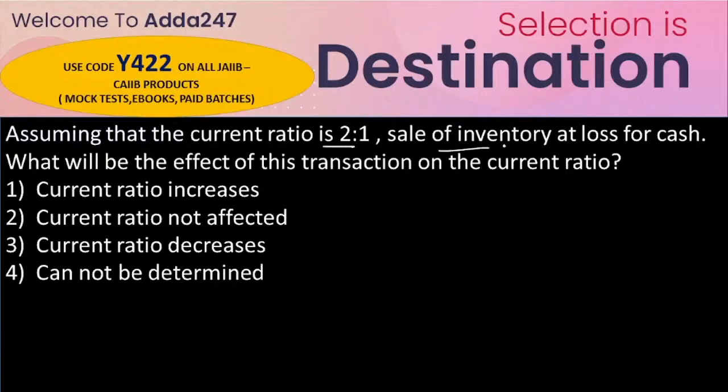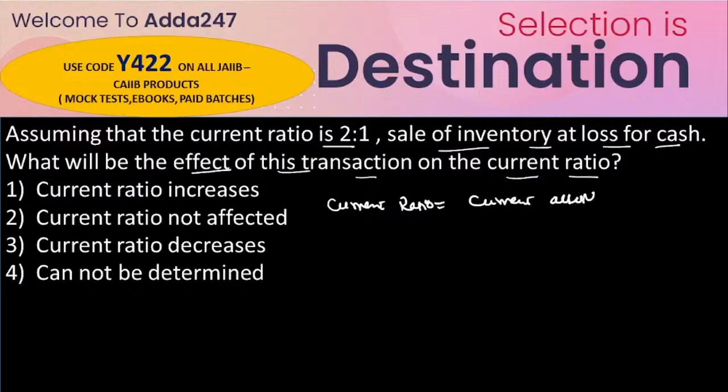Now understand the next question: assuming that the current ratio is given as 2:1, and there is a sale of inventory at a loss for cash, what will be the effect of this transaction on the current ratio? As we all know, the formula of the current ratio is current assets divided by current liabilities.